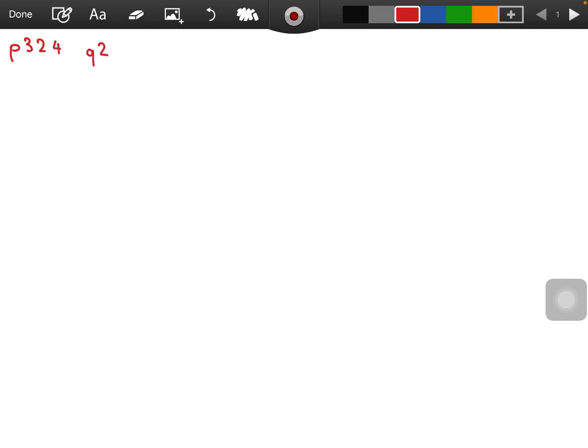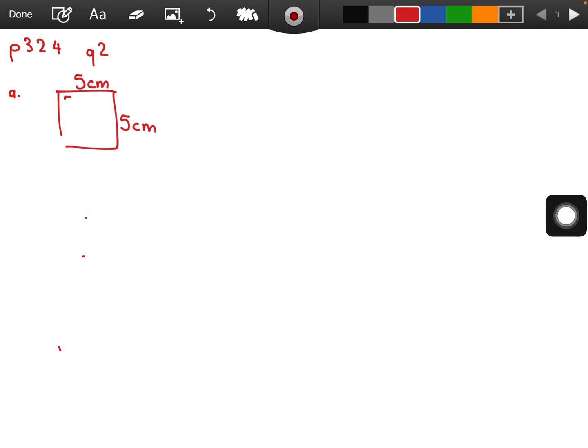Okay, so page 324, question 2 gives us different squares. We need to find the area and the perimeter. So for question A, we just had a square that was 5 centimeters times 5 centimeters. They confirm it's a square because the sides are the same length and we have right angles.